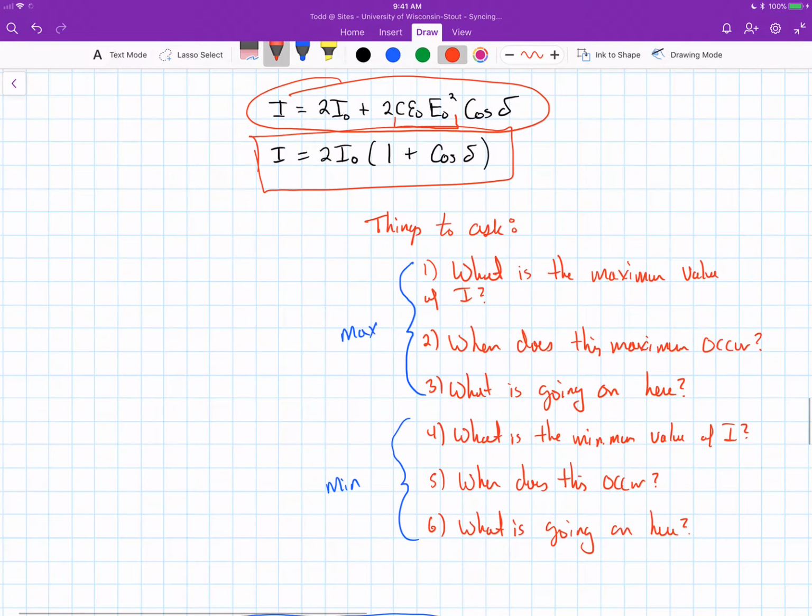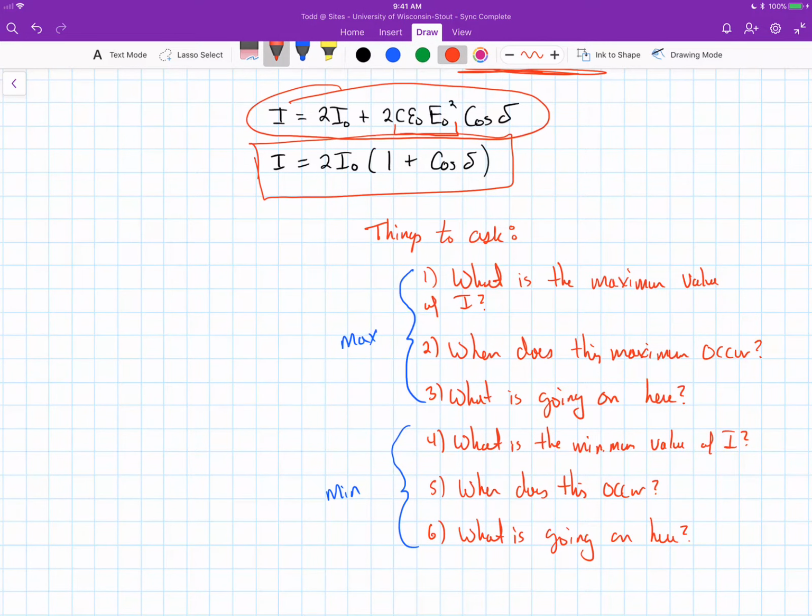These are the sorts of questions that you really want to ask yourself when looking at an equation. Try to understand what exactly is going on. The first thing we're going to want to do is ask when, and what, is the maximum value of I? What's the maximum irradiance that we can possibly get? When does this occur? And what exactly is going on under this circumstance? The other thing we'll be interested in is the minimum value. What's the minimum value that I can have? Where does this occur, and what exactly is going on?